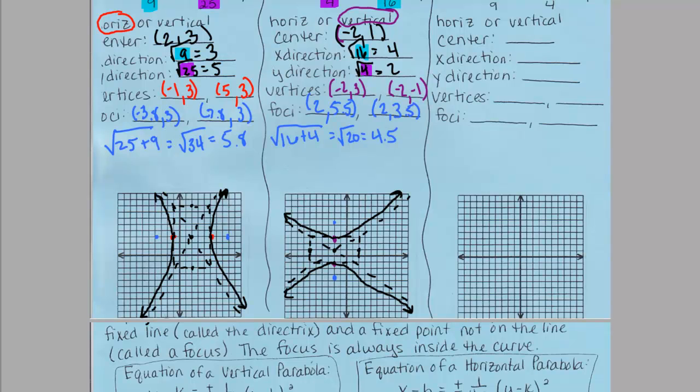Alright, this one, X is listed first, so it will be horizontal. That means everything will be as it should. It doesn't have to be flipped or anything. Our X value is listed first, and our Y value is listed second. So since it's plus 1, it will be negative 1. Since it's minus 3, it will be a positive 3.